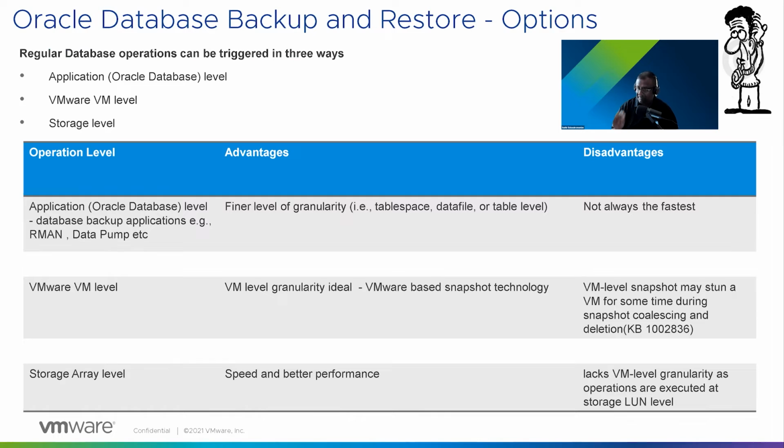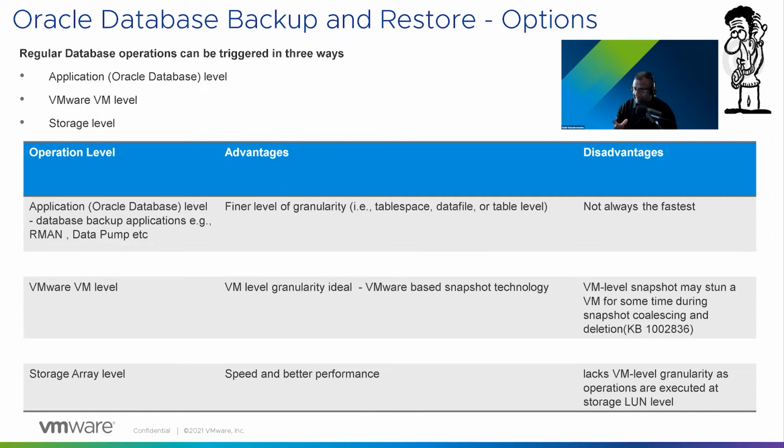Second, at a VMware virtual machine level. And last but not least, you can do the same operations at a storage level, right? Let's take backup and recovery as an example here today. Each of these three different level approaches offers advantages and disadvantages. They have their pros and they have their cons, right? Look at Oracle backup and recovery, for example. When we do backup and recovery at the application level, or the Oracle database level, what do we have here? We have a finer level of granularity, right?